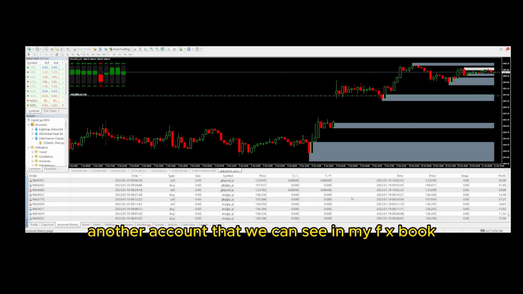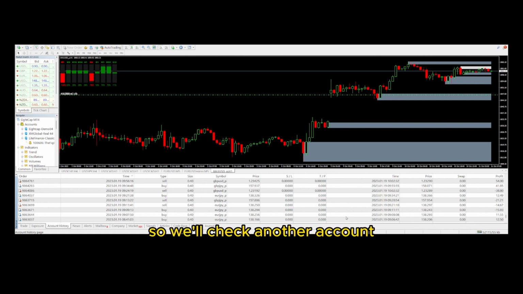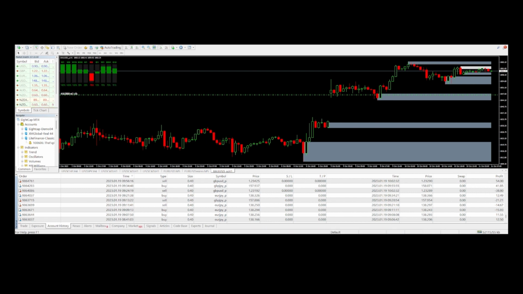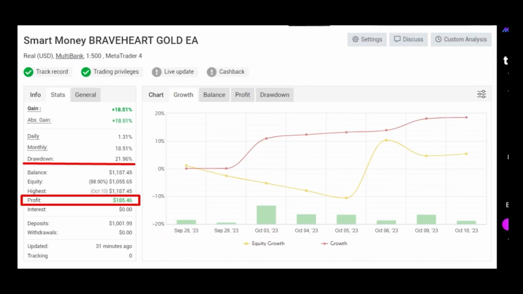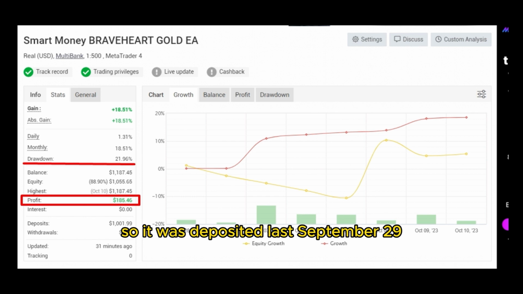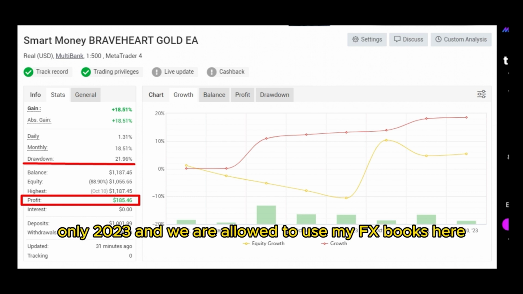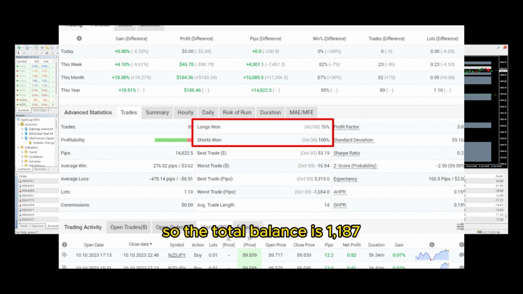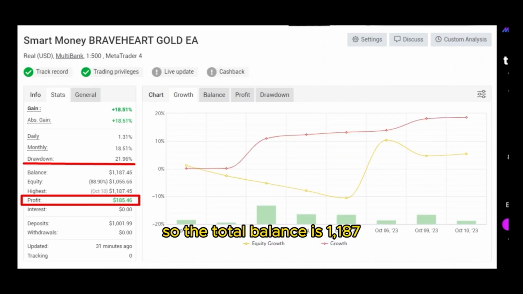Okay, so we have another account that we can see in MyFXBook. So we'll check another account. This is another account already using our multi-bank. This account deposited a total of $1,000 US dollars last September 29th, 2023, and we are allowed to use MyFXBook here. So a total of $185 profit now. The total balance is $1,187, and around 10% is our drawdown.